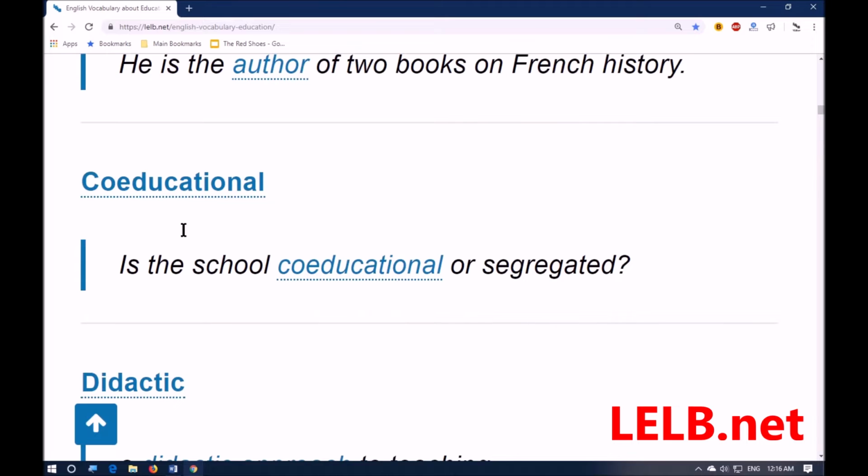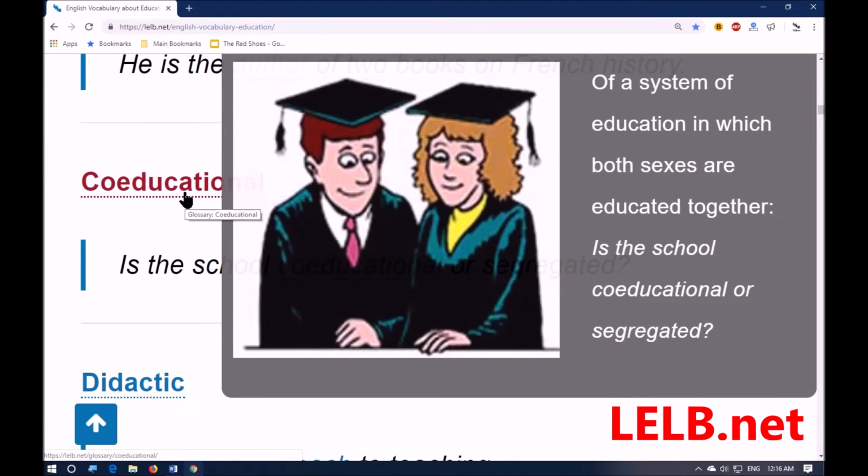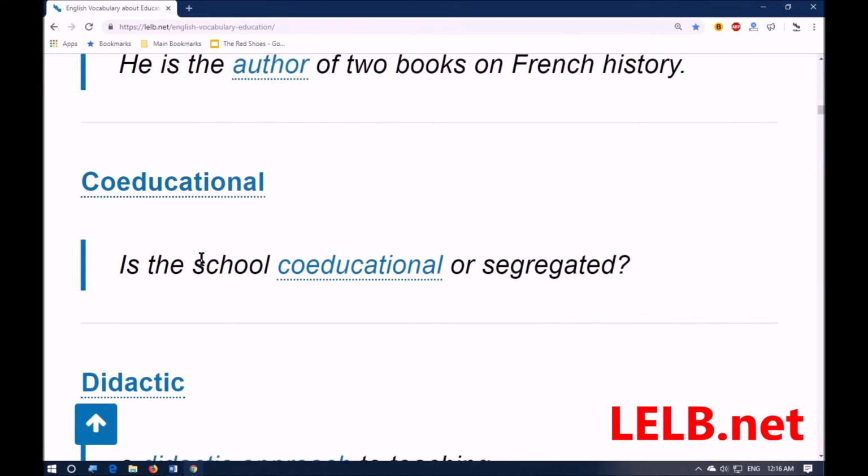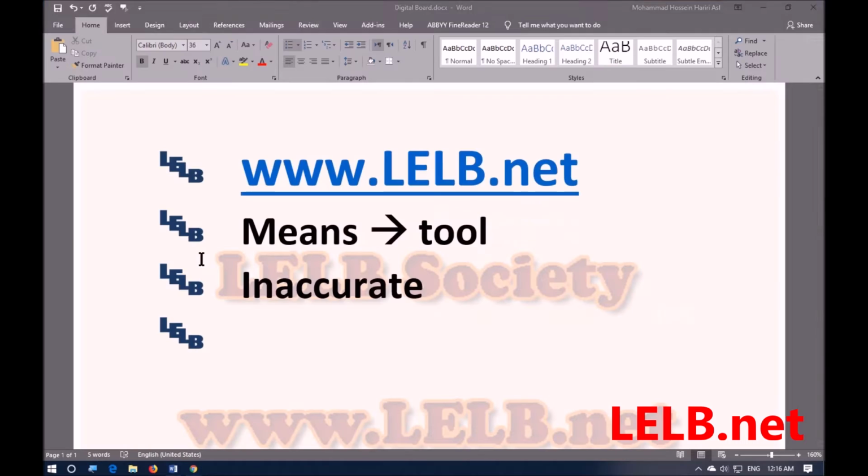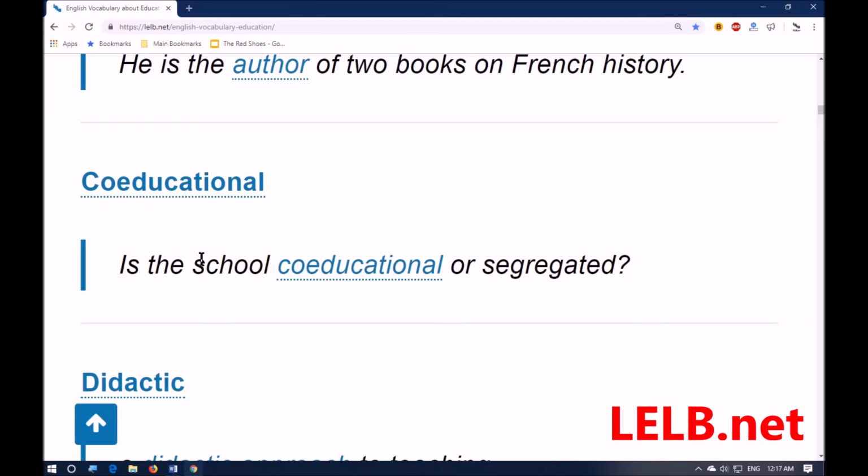And the next word is co-educational. It refers to a system of education in which both sexes or genders are educated together. Is this school co-educational or segregated? Okay, so co-educational and segregated are exact opposites or antonyms.